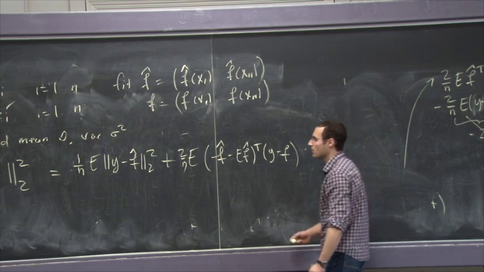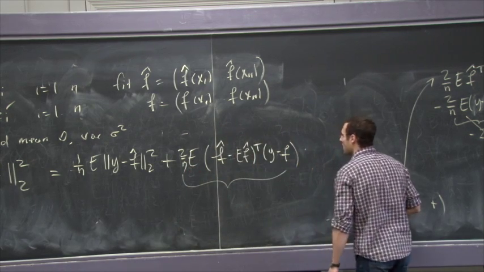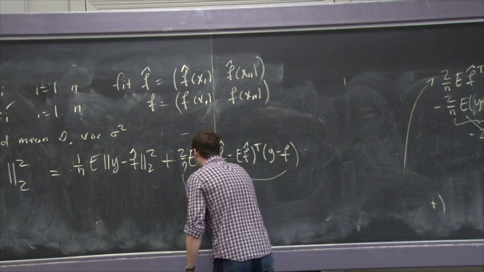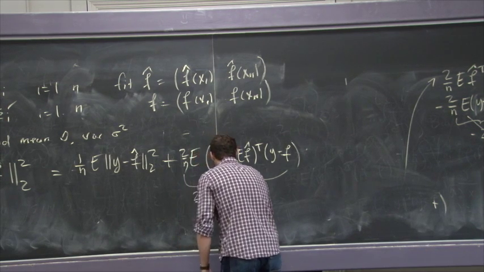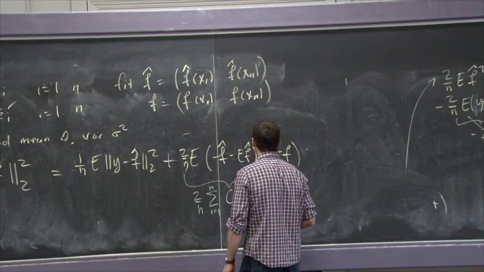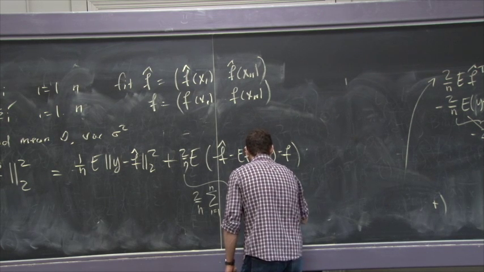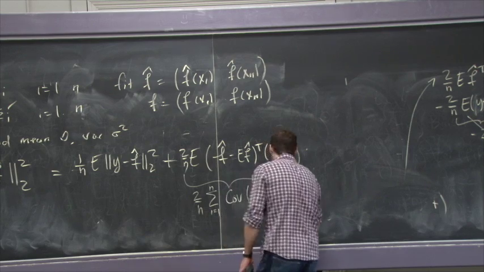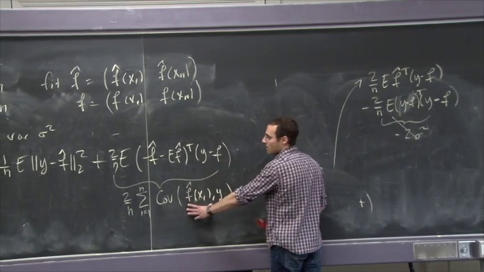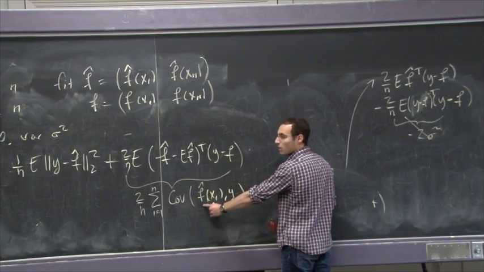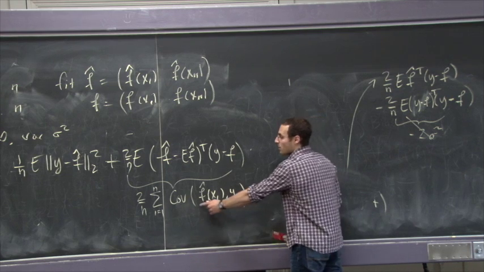We can think about it in a bunch of different ways. The way that I think is probably easier to remember is to write this as 2 over n times the sum from i equals 1 to n of the covariance of f hat of xi with yi. If I just write this out as a sum of n things, each of those things is exactly the expected value of the ith component of f hat minus its mean, times the ith component of y minus its mean. So this is what we call the optimism.